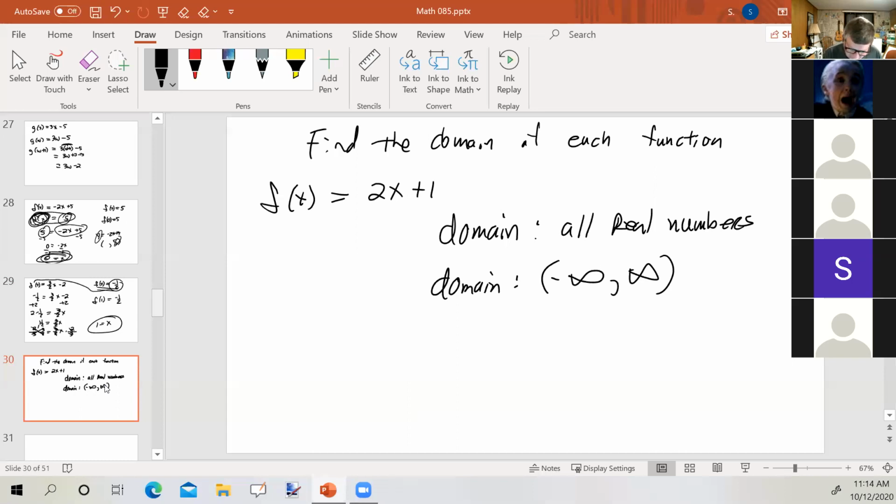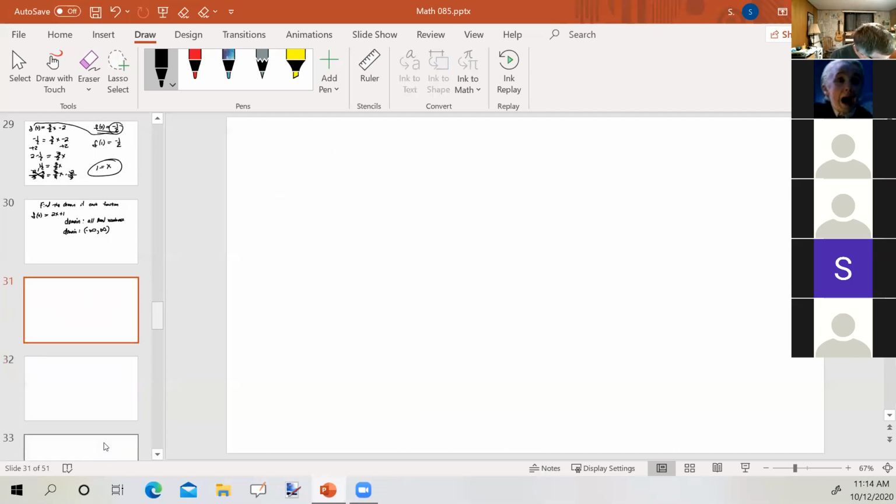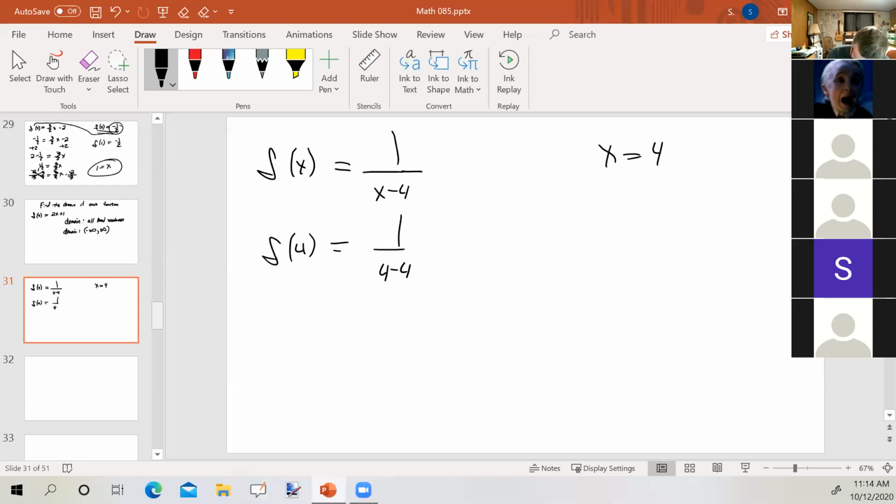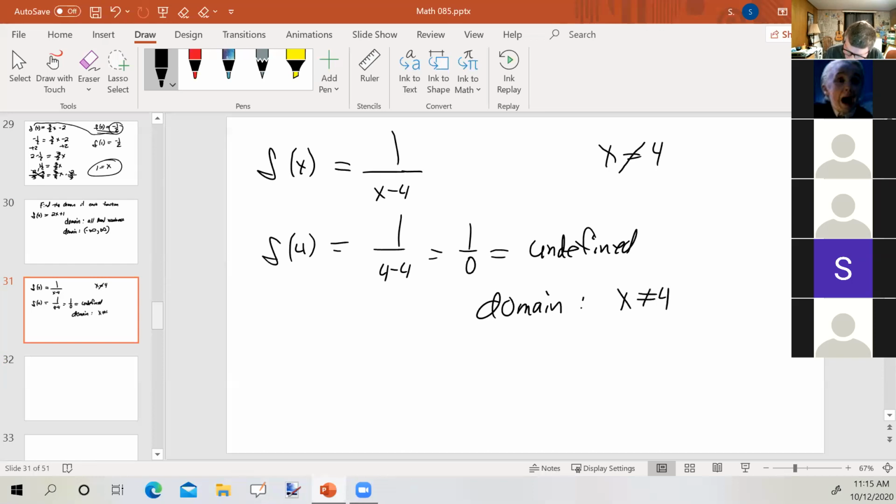Now, let's look at another example. Find the domain of f of x equals 1 over x minus 4. There's potential trouble here. What if x equals 4? F of 4 would be 1 over 4 minus 4, which is 1 over 0, which is undefined. So x cannot equal 4. So the domain would be x can't equal 4.